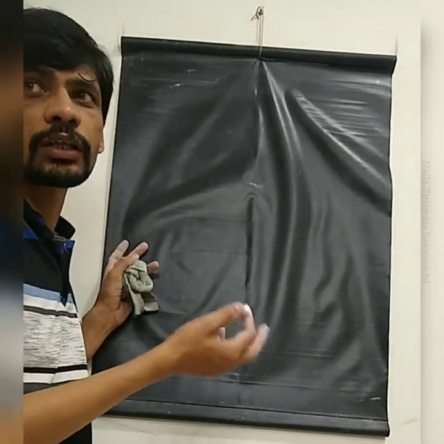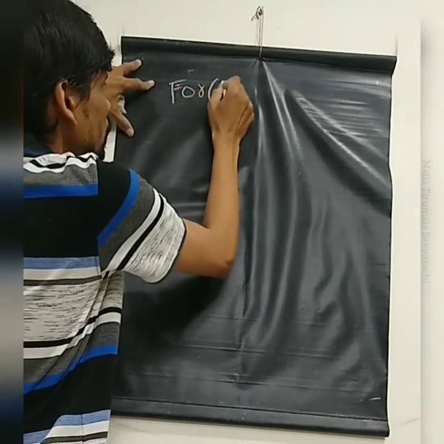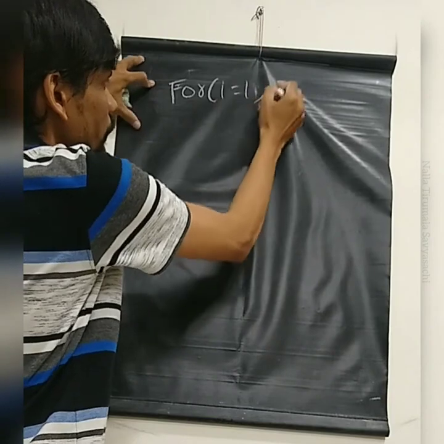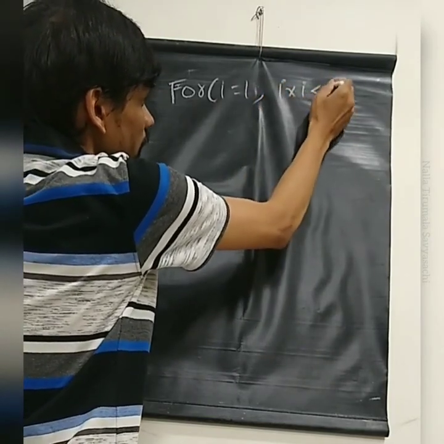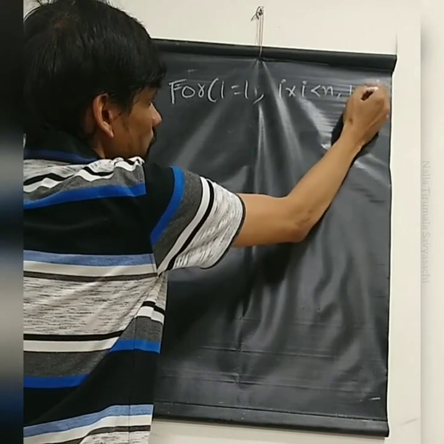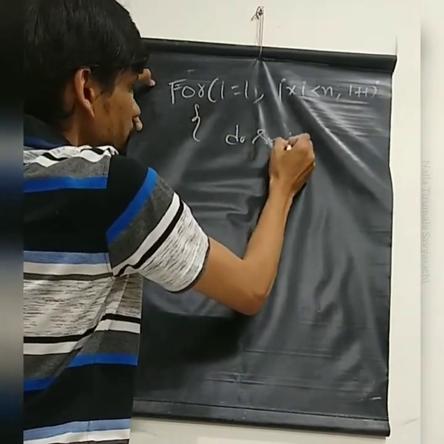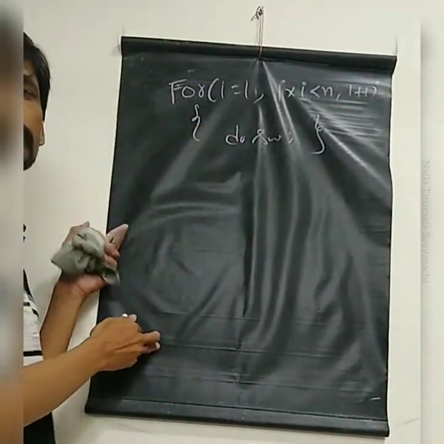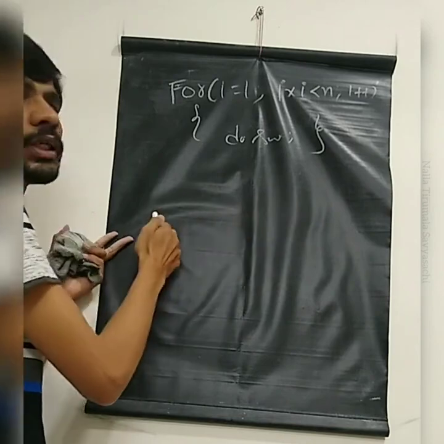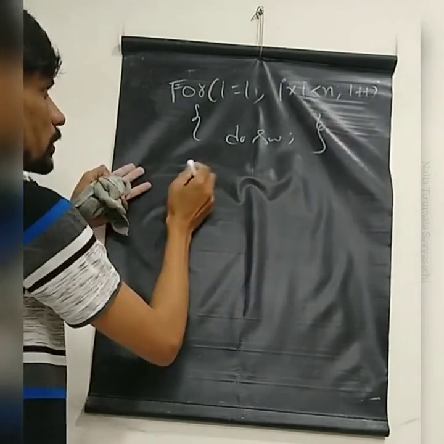Now we will see another for loop, okay? For i equals 1, i multiplied by i is less than n, i plus plus, do something. This is my for loop. So what will be the complexity of this for loop? Let's do the same thing, exactly what we learned, and try to apply it.